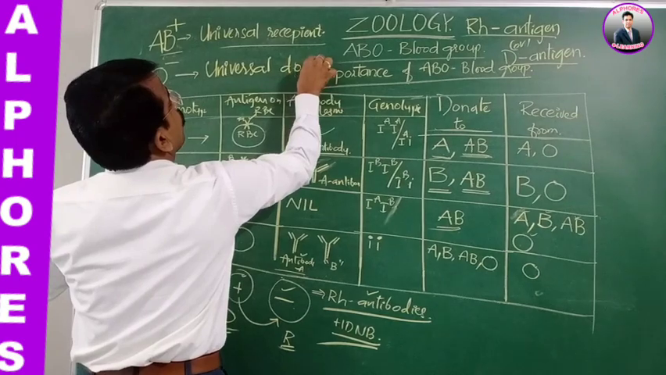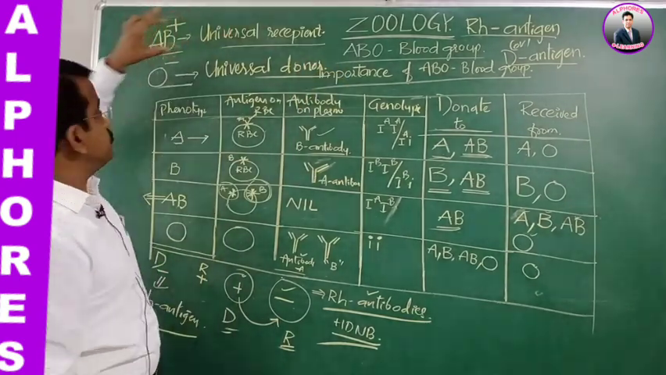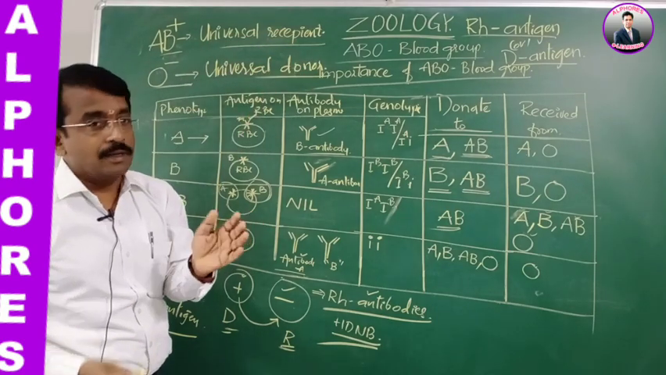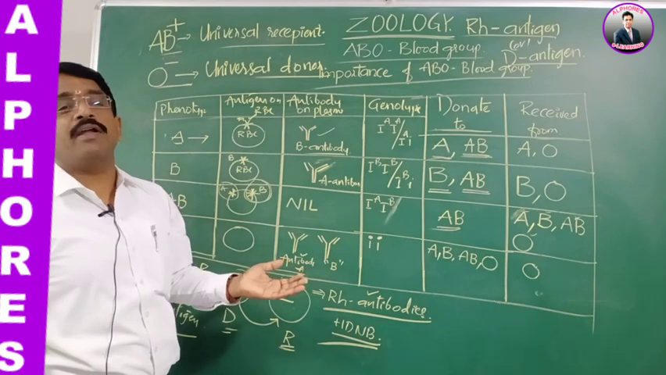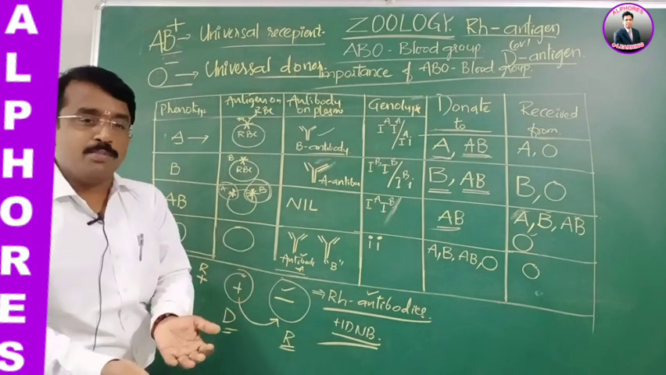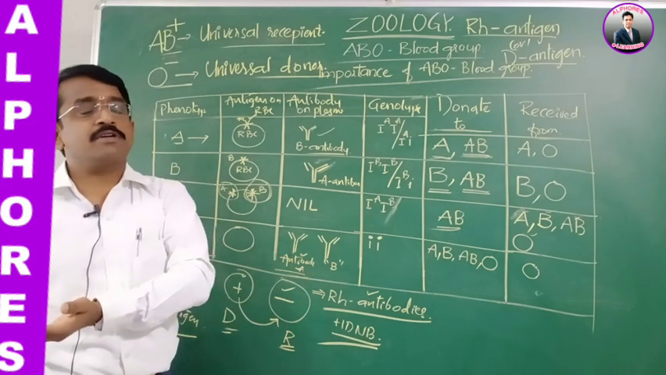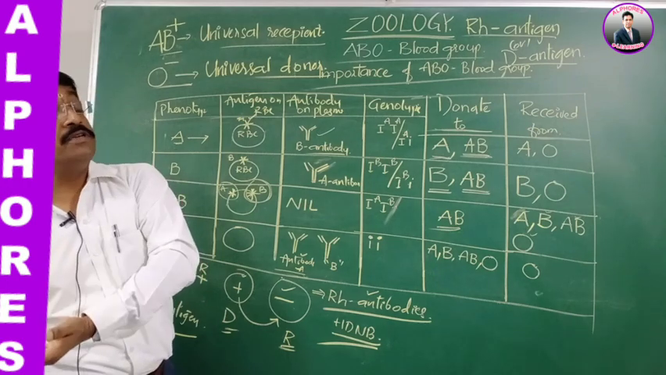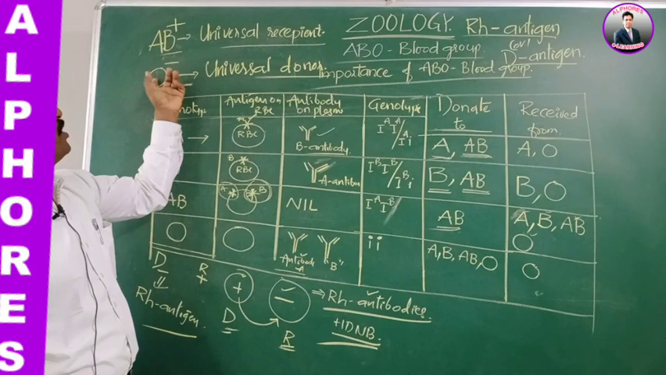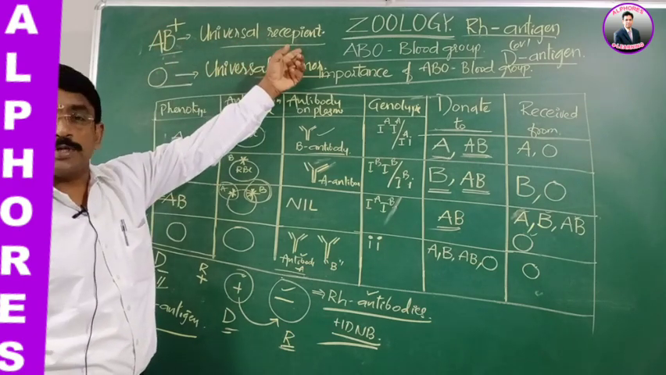AB positive is the universal recipient. O negative is the universal donor. As the donor is without antigen, it does not stimulate the production of antibodies. Neither A antigen nor B antigen is there, and no Rh antigen, so it does not stimulate the production of antibodies. So it can be given to everyone. So O negative, not just O, is the universal donor. AB positive is the universal recipient. Thank you.